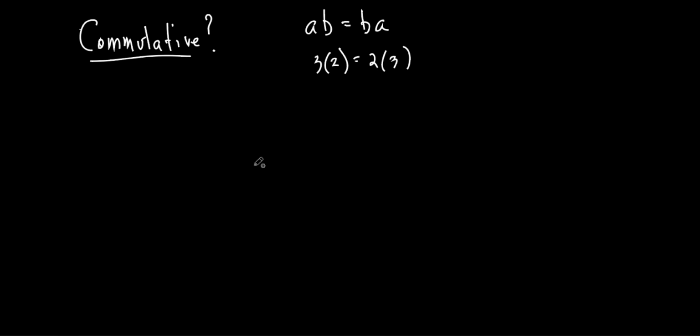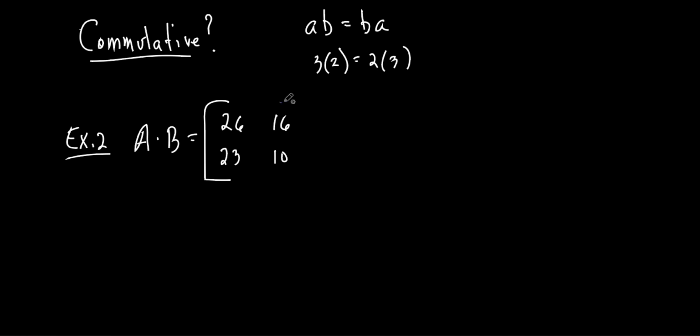If you look back to example 2, do you remember example 2? Do you have that in your notes? Example 2. We multiplied A times B, and we got 26, 16, 23, and 10. Do you remember that? Yes? Okay. So the question is matrix multiplication?